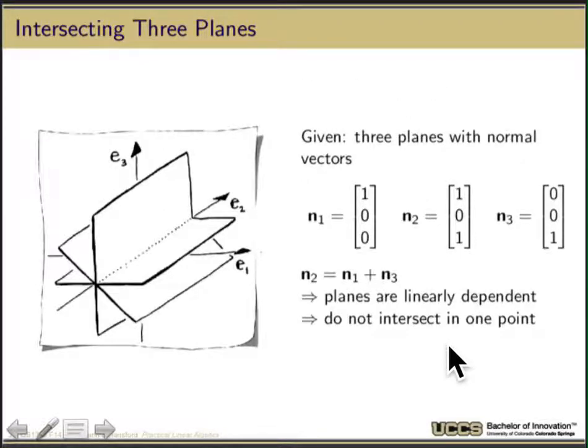But there is a special case if we're given planes with normals n1, n2, and n3. Here we have that n2, this normal, is linearly dependent on the other 2, so that when the planes are linearly dependent, they don't intersect at one point. In fact, now it depends on what's the rank of the 3 by 3 matrix we get.